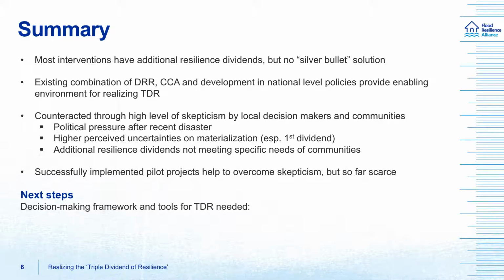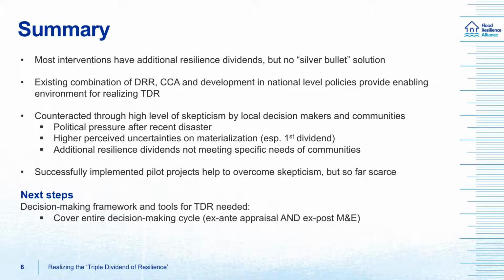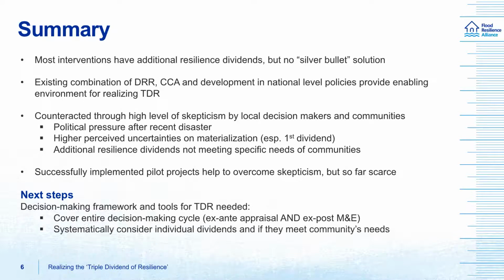There are a few things I would like to highlight in finding a suitable decision-making framework for the triple dividend of resilience. One is that it would need to cover the entire decision-making cycle, so not only the appraisal part, but also the monitoring and evaluation part. It would need to systematically consider individual dividends, and whether they actually meet the community's needs, to really create a convincing narrative in these communities. It would also need to address and communicate the uncertainties around whether dividends materialize, and the timeframes of many of these measures are quite long, so this would need to be accompanied by that.